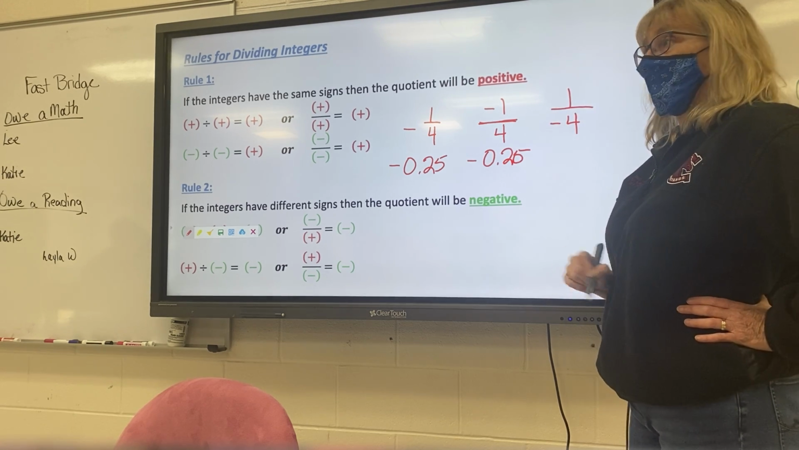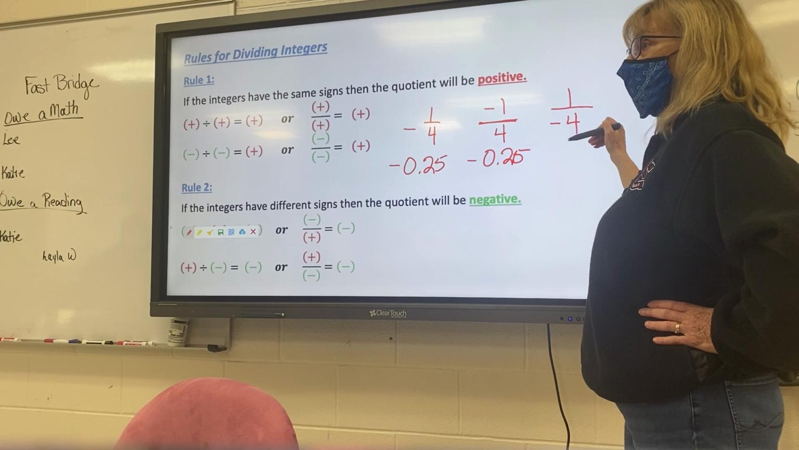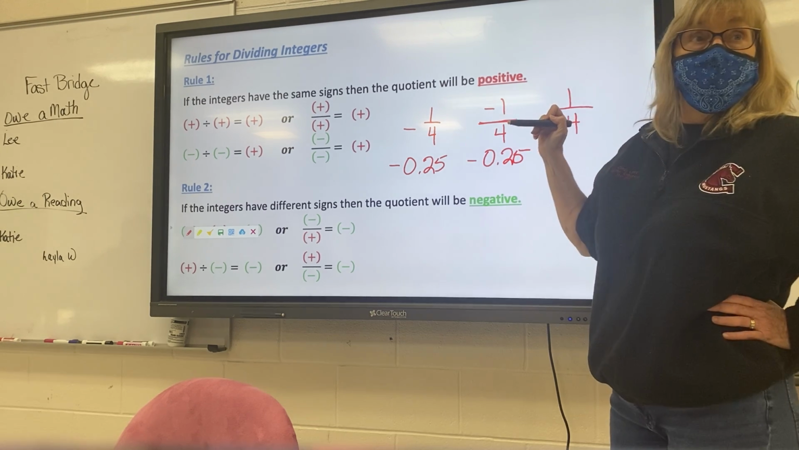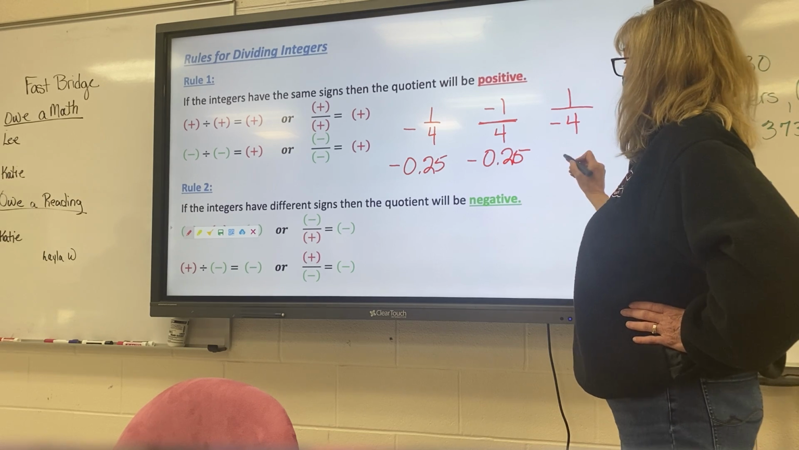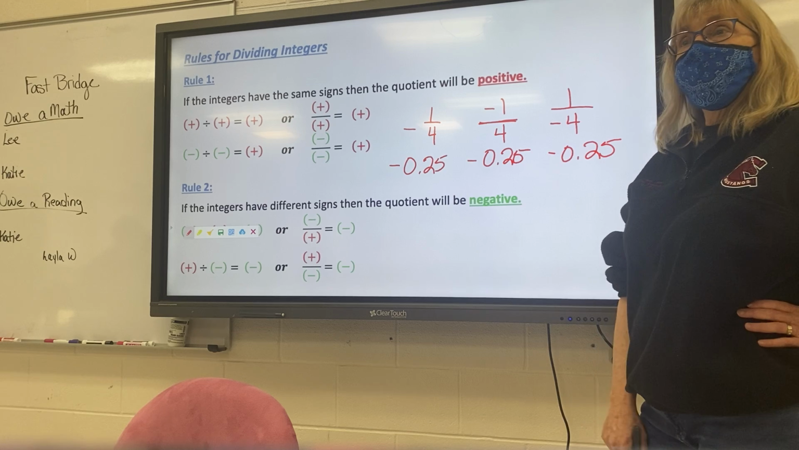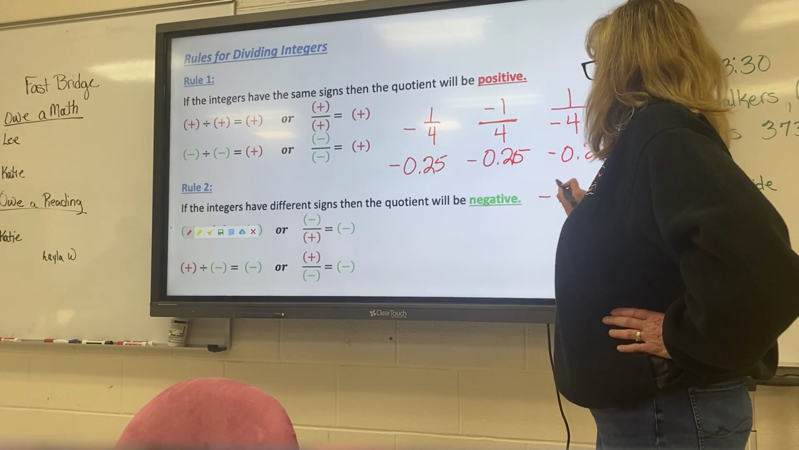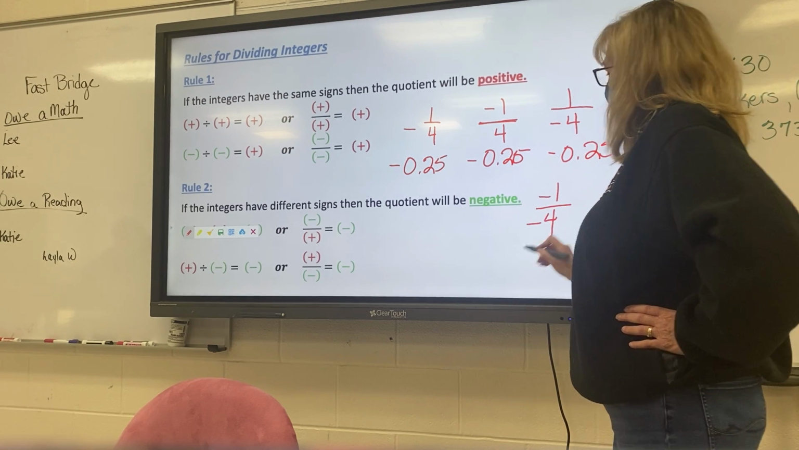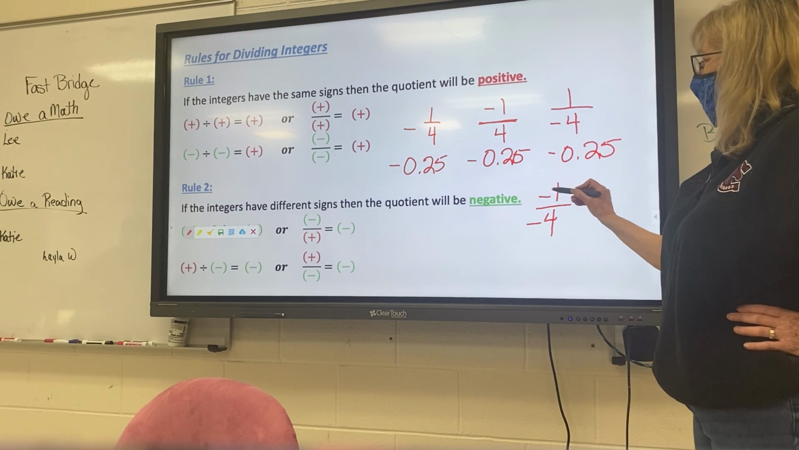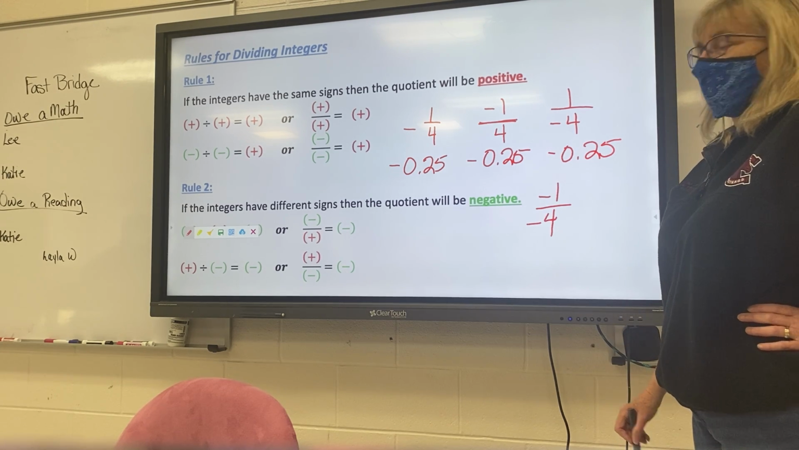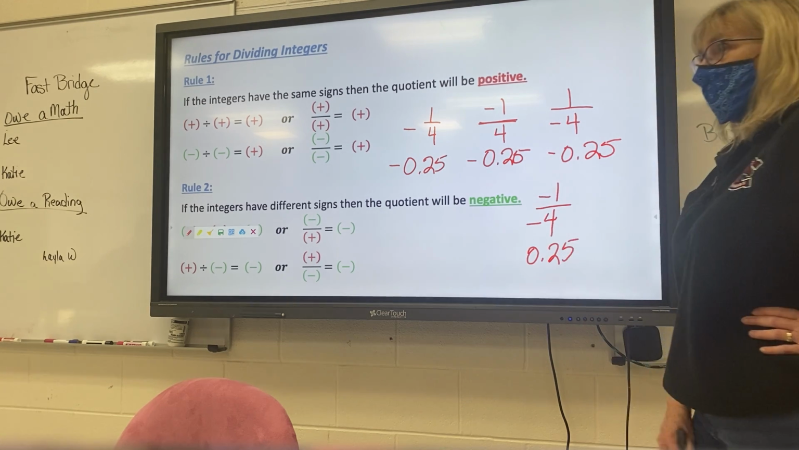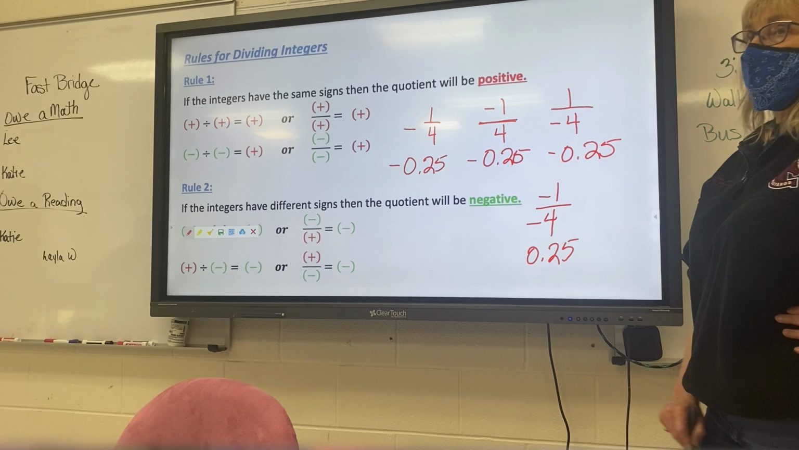Okay. I can also write it as 1 over negative 4. What is a positive divided by a negative? A negative. 1 divided by 4. Do I get the same thing? Yes. Okay. Now, can I write it with a negative on both? No. What is a negative divided by a negative? Positive. So this would be positive 25 hundredths. Does that equal that? No.